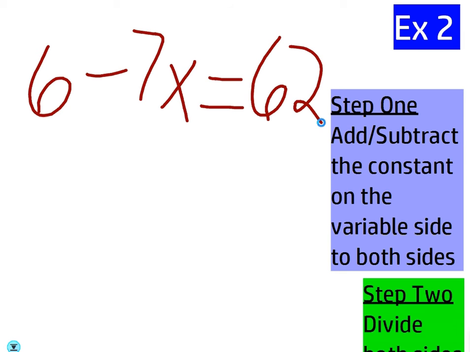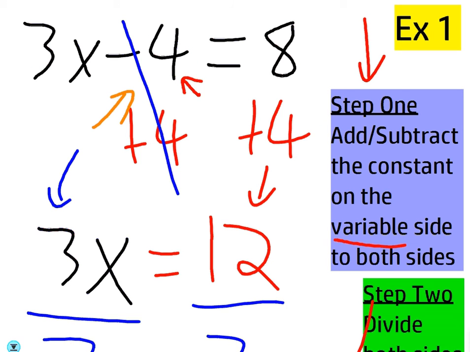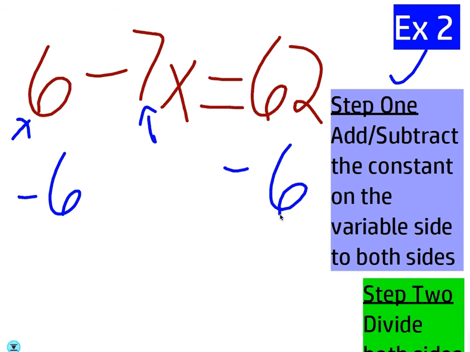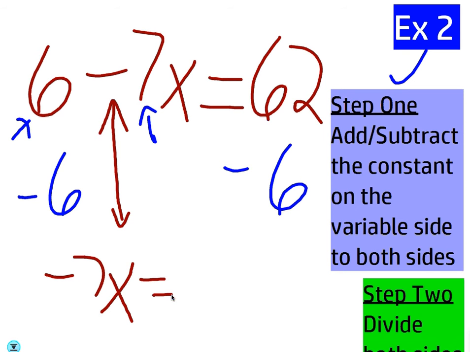All right, so we're still going to follow the same method. We're going to add or subtract the constant on the variable side to both sides. What is the constant that we're going to be subtracting? 7 is the coefficient, so the other number. We're going to be subtracting 6 from both sides. Now the thing about this problem is you're still going to have a minus there, okay? It doesn't go away, so you're still going to have a negative in front of the 7. So you get negative 7x equals 62 minus 6, which is 56.